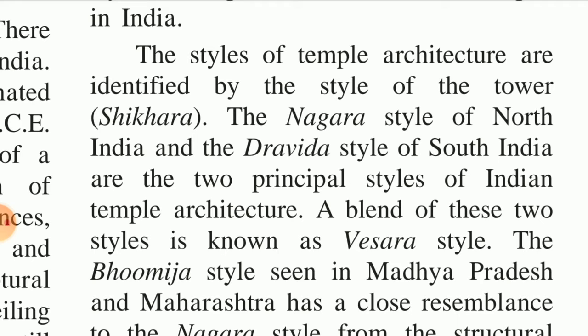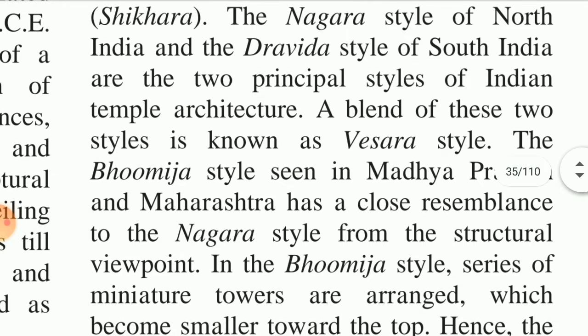The Nagara style of North India and the Dravida style of South India are the two principal styles of Indian temple architecture. A blend of these two styles is known as Vesara style. The Bhumija style seen in Madhya Pradesh and Maharashtra has a close resemblance to the Nagara style from the structural viewpoint. So in Maharashtra and Madhya Pradesh, what we see is a Nagara style type of view.